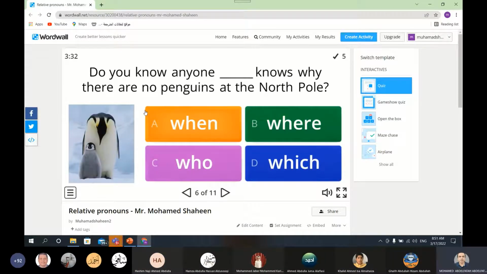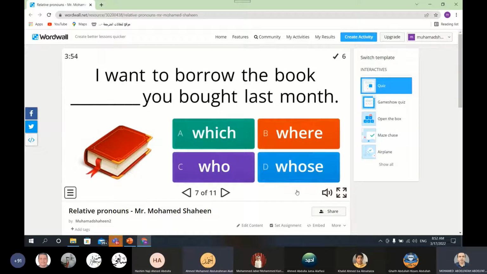Number 6. Do you know anyone what knows why there are no penguins at the North Pole? When, where, who, or which? Who, teacher, because we are talking about anyone. Do you know anyone who knows why there are no penguins at the North Pole? Bravo. Number 7. I want to borrow the book what you bought last month. Which, where, who, or whose?